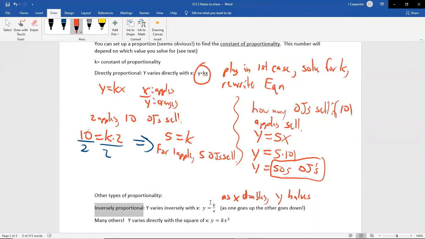There are plenty of things in the real world that are inversely proportional.